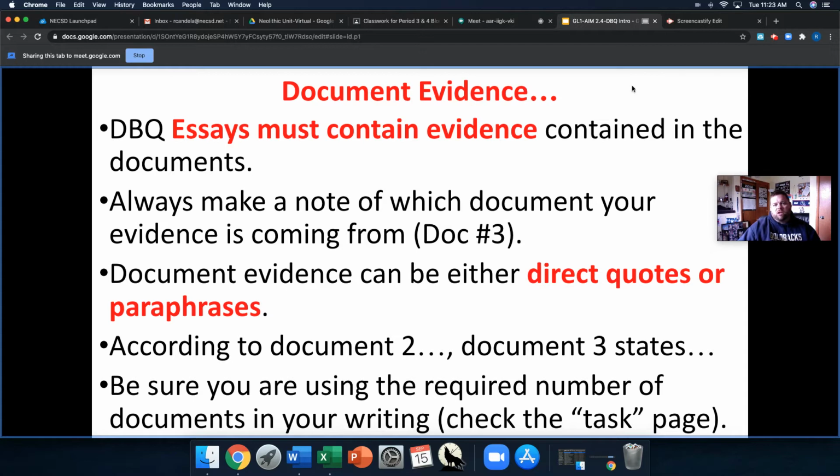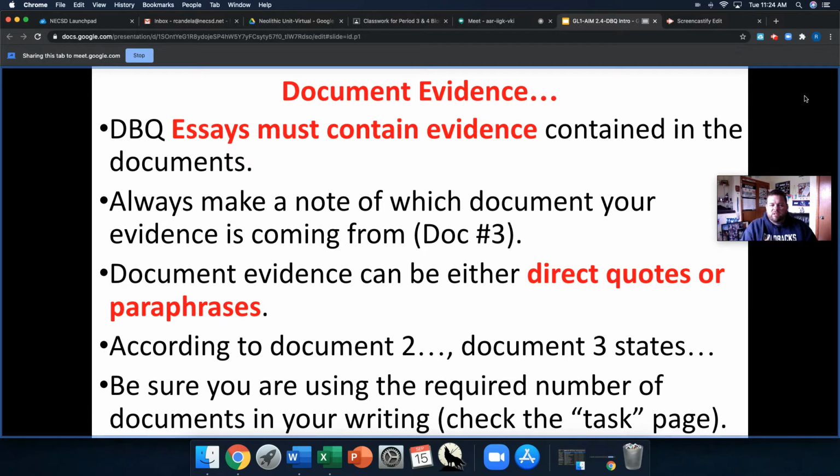We're going to start moving on to, after you answer the short answer questions, how we build this DBQ essay and what needs to be in there. One of the things that everyone mentioned in the do now was details and document evidence. You need evidence to back up claims. That was another big thing that we saw, and that's definitely true. So the first major component of your DBQ essay, the foundation of your writing, is document evidence. Essays must contain evidence contained in the documents. The task will make it clear how many pieces of document evidence you must use in your writing, so make sure you're always paying attention to the task.